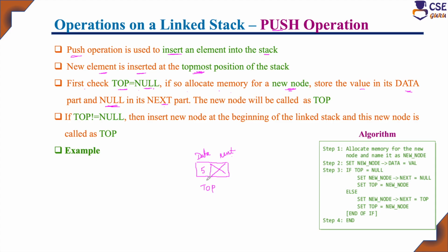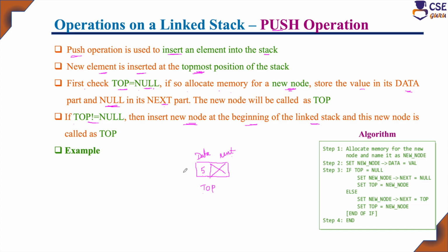This is the first element you are going to insert into the stack. Here, place the value in the data part and null in the next part. Suppose top is not equal to null, that is, there is already an element in the stack. Then insert the new node at the beginning of the linked list.